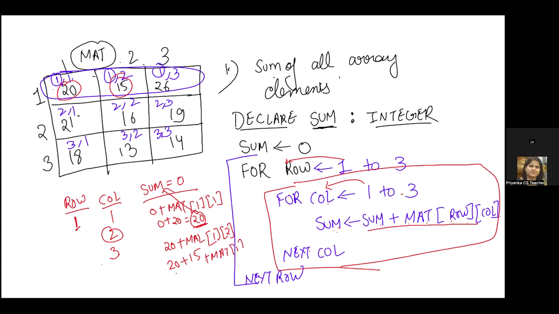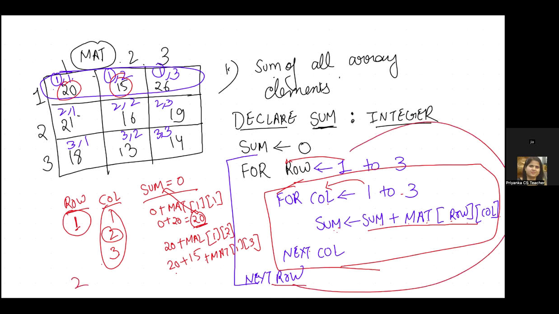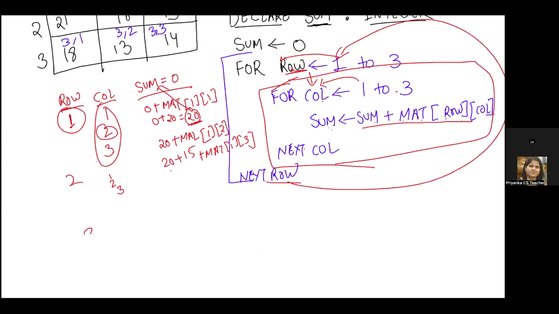So basically for every value of row, the column loop will run entirely, and once this column loop is finished, next row means now row is 2. So row is 2, and then again we are taking entry here. Then for row 2, column is again 1, 2, 3, and you just keep adding values in sum, right? And when your row is 3, the column loop is again 1, 2, 3, and you are summing up all the values.